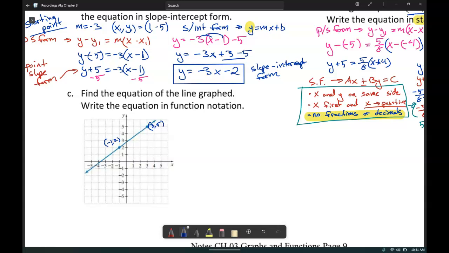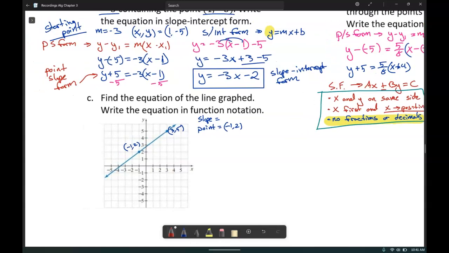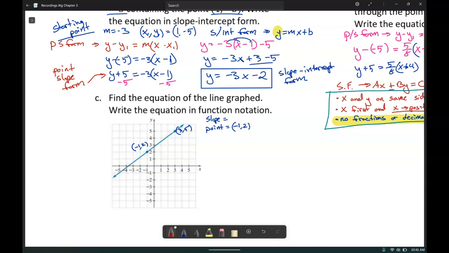All right, first thing we need is our slope and a point. Well, we can use either point for that. Let's just say -1, 2. But to find the slope, we have a couple of different things we could do. We could use our slope formula, y2 minus y1 over x2 minus x1. So we can have 5 minus 2 over 3 minus -1. And that gives us 3/4.